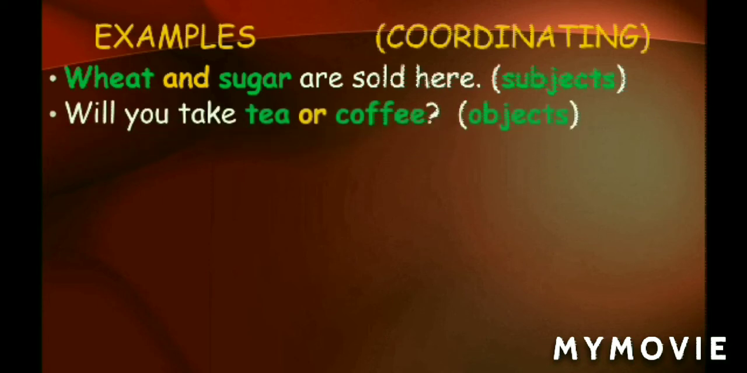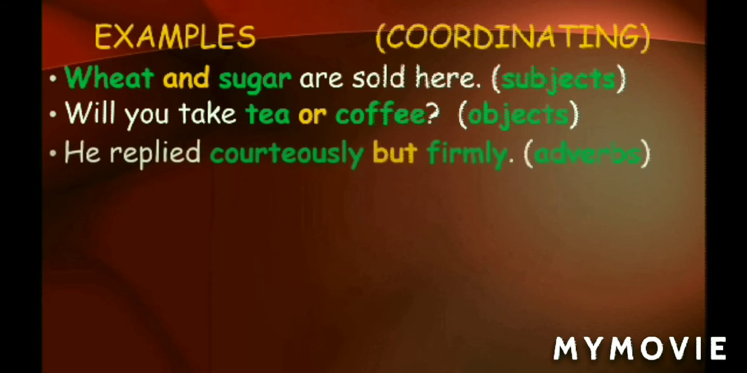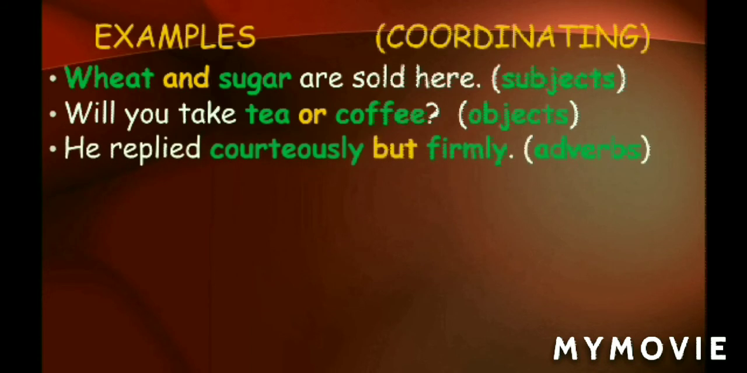Will you take tea or coffee? Here, 2 objects, tea and coffee, are joined with a coordinating conjunction or. He replied courteously but firmly. Here, 2 adverbs, courteously and firmly, are joined by a coordinating conjunction but.